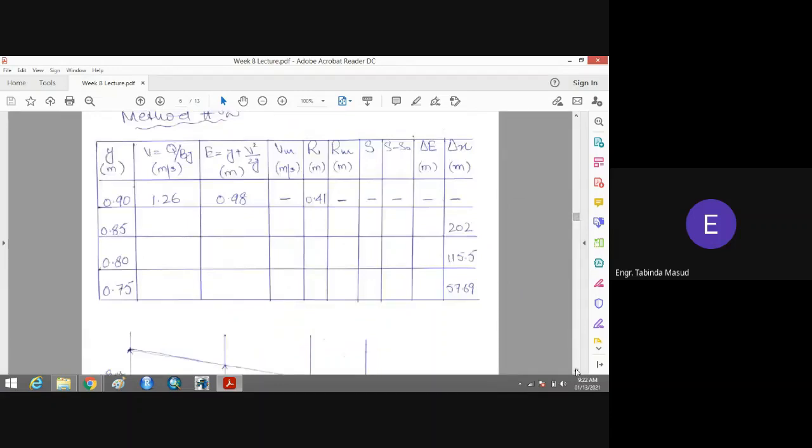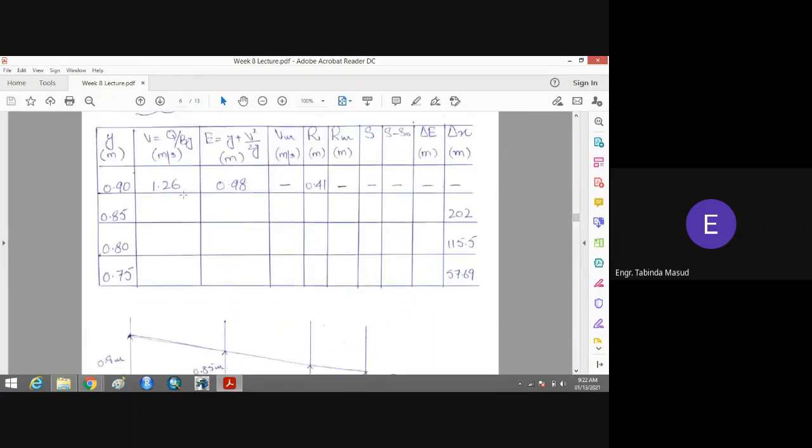In this method, first of all, look at the depth of the flow. We have to make this whole table, but first look at the first column of this table. You can see that the given depths of the flow were 0.9 meter and 0.75 meter. I have divided it into different depths of the flow. You can see I have taken 0.9, then 0.85, then 0.8, and 0.75. I have taken intervals of 0.05 meter.